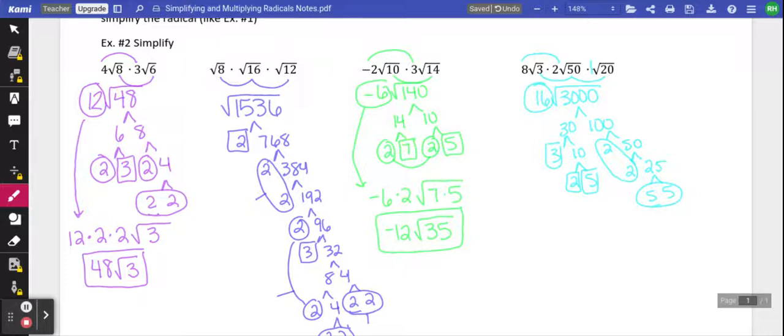So 16 is going to start our process times a pair of 2s times a pair of 5s. And then underneath we have a 3 times 2 times 5. So these 3 numbers together would give you 160 times the square root of these 3 numbers, which is 30. Okay, let me know what you have questions on.